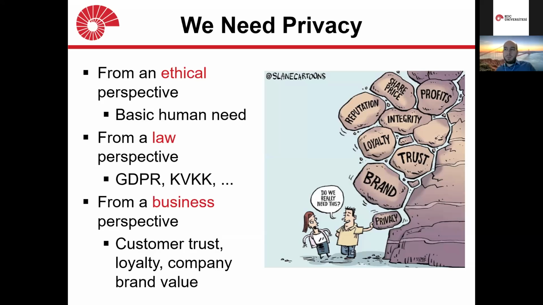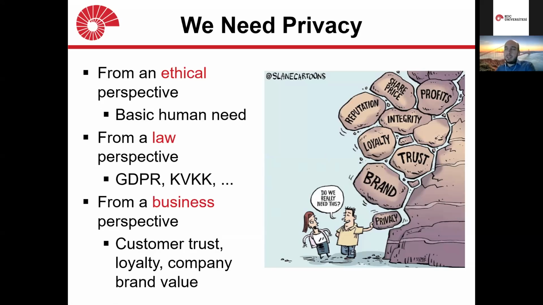And also from a business perspective, privacy is important because a lot of things, including customer trust, customer loyalty, the brand value of a company, these things actually do rely on privacy. And this is what is shown in this comic on the right, actually. You can ask, do we really need privacy? But if your company is hacked and all the user data is exposed to third parties, none of the users trust you anymore. So your reputation is irreversibly destroyed. Your brand value, the customer trust is destroyed. And so those are, of course, bad outcomes for your company. So we need privacy from multiple perspectives.